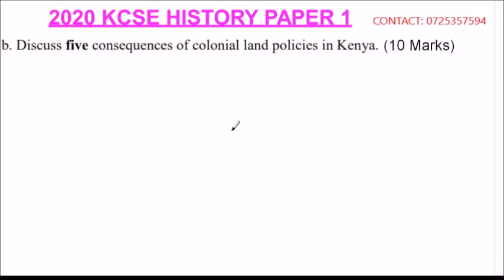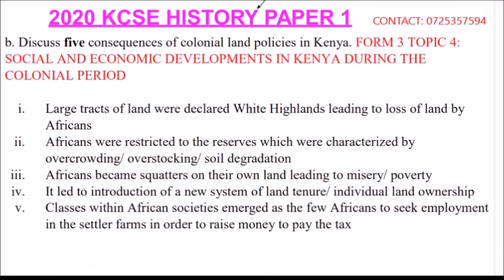We go to the next part, B. Discuss 5 consequences of colonial land policies in Kenya. So this is from Form 3, Topic 4, Social and Economic Development in Kenya during the colonial period. So the 5 consequences of colonial land policy in Kenya.